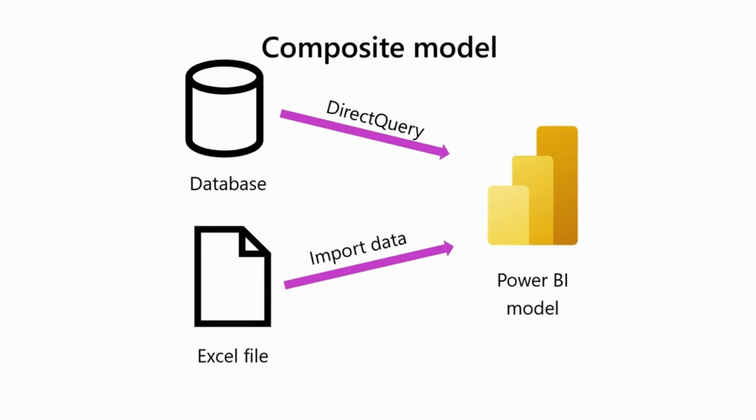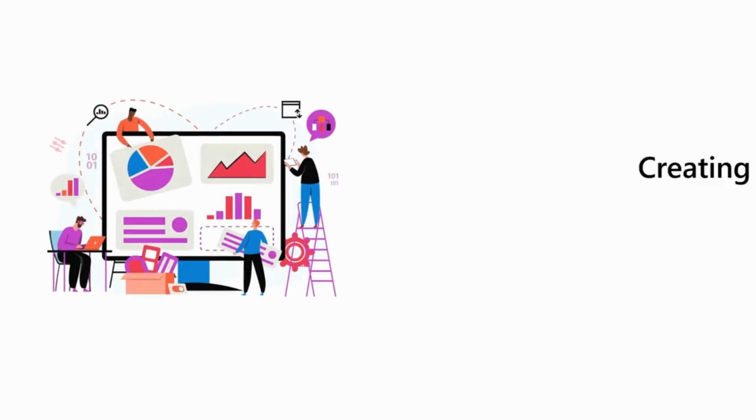For the best performance, try to use import or dual mode tables. They work faster because the data is stored in memory and can be retrieved quickly, giving you faster results. When creating reports, it's essential that you consider the size of your data set and determine if real-time access is a requirement before selecting a storage mode.